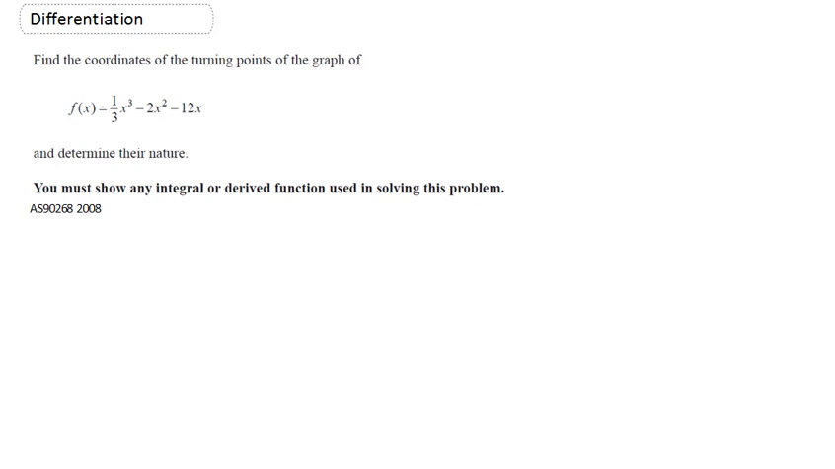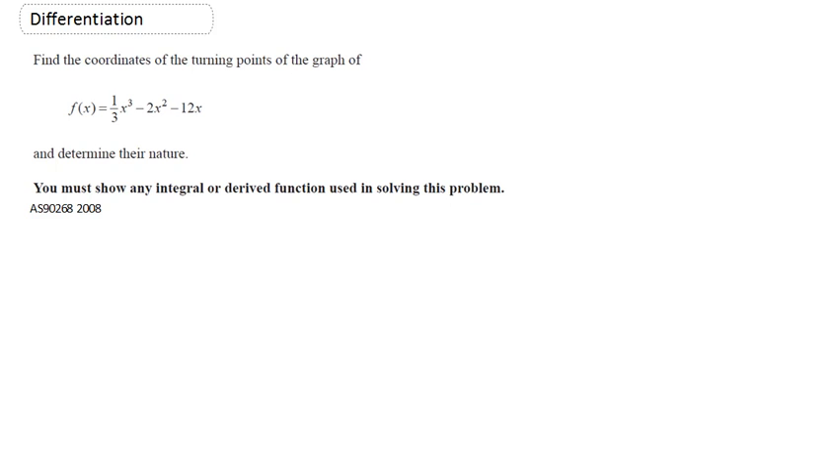Okay, so in the last video we looked at how you could look at the nature of turning points by differentiating, setting the gradient equal to 0, because that will help you find where the turning point is, and then looking at whether it's a maximum, minimum or point of inflection. So this is a question from 2008's exam paper to do just that.